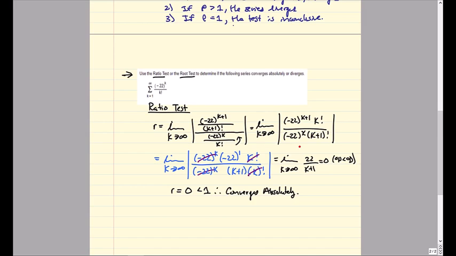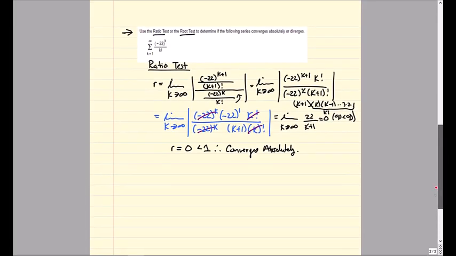Now again, remember k plus 1 factorial is k plus 1 times k, times k minus 1 all the way down to 3 times 2 times 1. This piece right here is k factorial, so that's why that cancels. Okay, so we use the ratio test on that one.